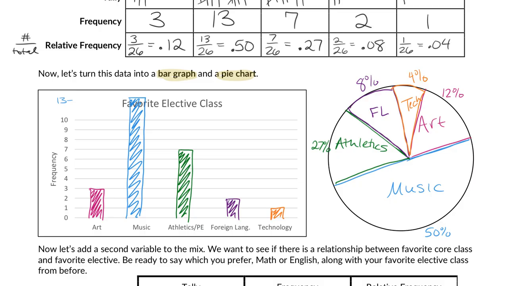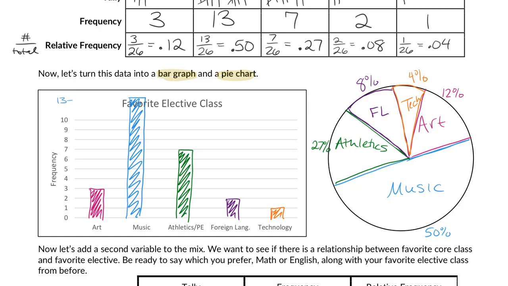None of that should really be surprising today. We have a bar chart and a pie graph. We've seen these for a while. We should feel okay. But let's add a second variable to the list.